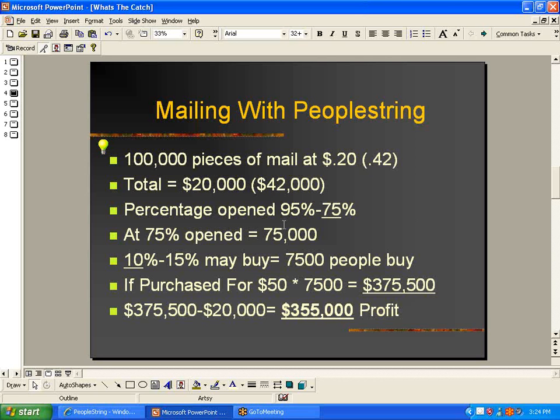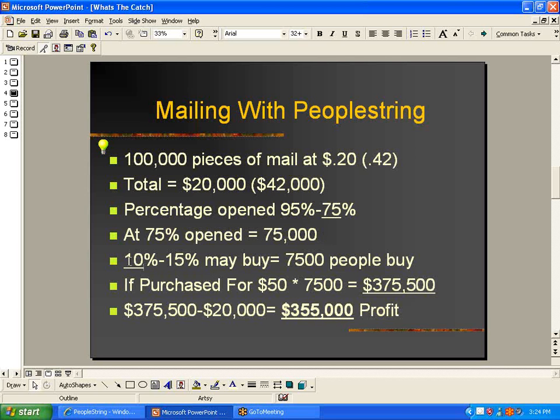But just to play devil's advocate, let's say 95 to 75%. Okay, but I don't know about you. If I know I'm going to get some mail and I'm going to make money, I'm going to open it. But let's just say 75% here. At 75% open, that's 75,000 people who opened up the mail, and not only opened it, they were looking out for the mail.